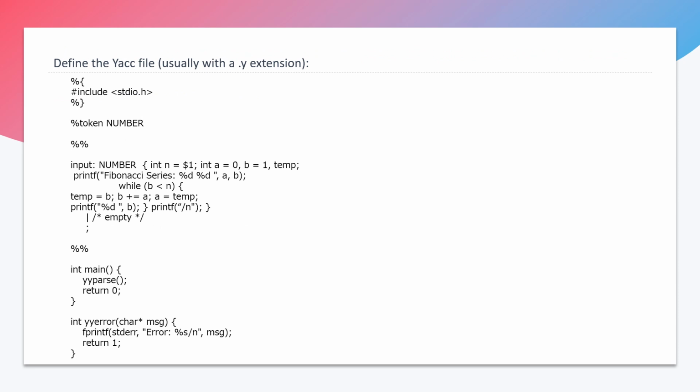Next, define the Yacc file, usually with a .y extension. In the Yacc file, we define the grammar rules for the input. Here we have a single rule, input, that expects a number token. When a number is parsed, we calculate and print the Fibonacci series up to that number. We initialize A and B as the first two Fibonacci numbers, 0 and 1, and then we loop until B exceeds the given number n.